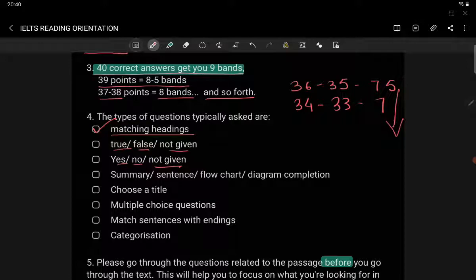So there will be a statement. Is the statement true? Is it false? Or is it not given? Yes, no, not given is also similar to true, false, not given. Yes will be like true, that yes, the statement is correct. No is no, the statement is false. And not given means the same, it's not mentioned. We'll discuss these further.